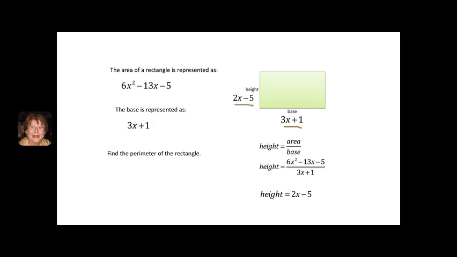We stop and we read the question once more. What are we looking for? We're looking for the perimeter of the rectangle. Well, you know how to find the perimeter, but at your desk, try this before I show you the result.